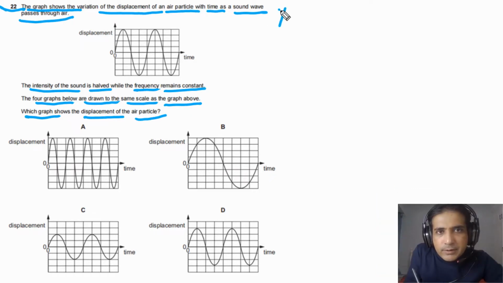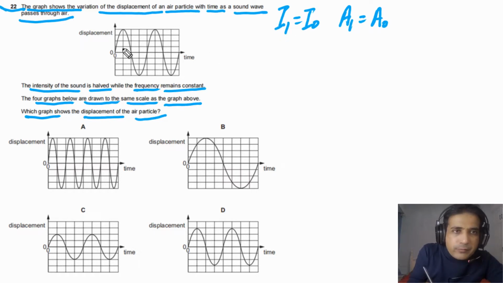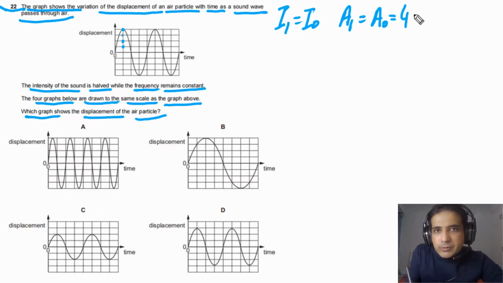Let's assume that initial intensity I1 is equal to I0 and initial amplitude A1 is equal to A0. But A0 we can read from here. In this case, you can see the initial amplitude of the wave is equal to 4 boxes. So simply we can write down this is equal to 4 small boxes. We can also assume the final intensity I2 is equal to I0 by 2. So we can find out the value of final amplitude.